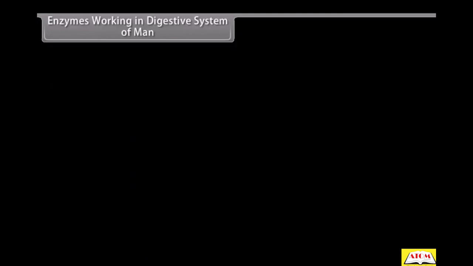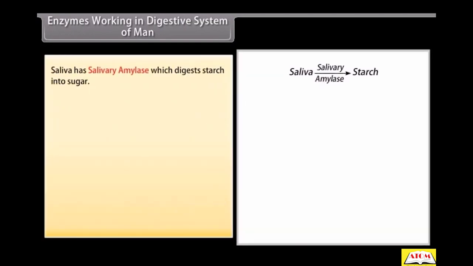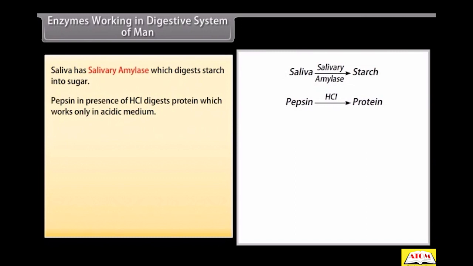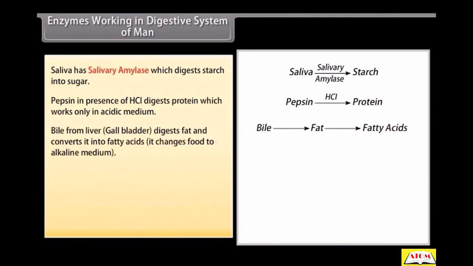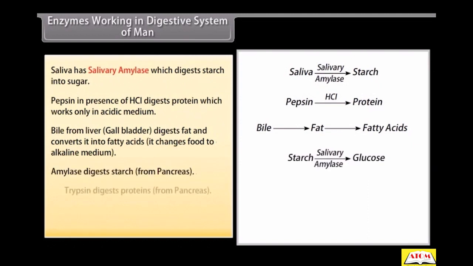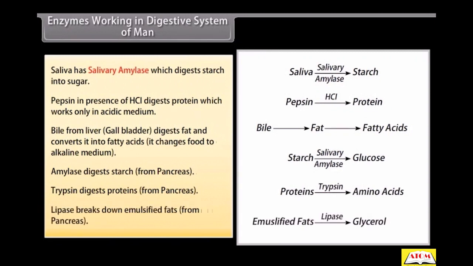Enzymes working in the digestive system of man. Saliva has salivary amylase, which digests starch into sugar. Pepsin in presence of HCl digests protein, which works only in acidic medium. Bile from the liver, stored in the gallbladder, digests fat and converts it into fatty acids. It changes food to alkaline medium. Amylase from the pancreas digests starch. Trypsin from the pancreas digests proteins. Lipase from the pancreas breaks down emulsified fats.